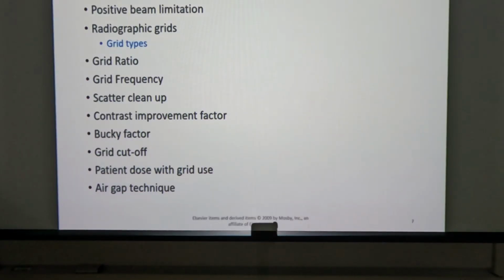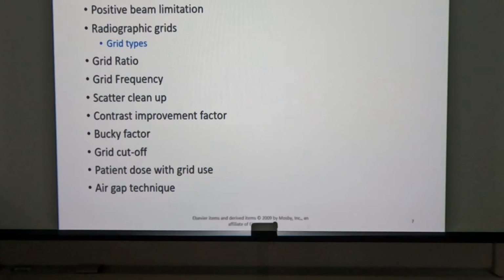So we talked about what grids are, and I brought a couple of examples of those, and we're going to talk about them in depth. Grid ratio and grid frequency are measures of the effectiveness of the grid, and we'll dial that in a little bit tighter later on, and they are for scatter cleanup, scatter that's already been created post-patient.